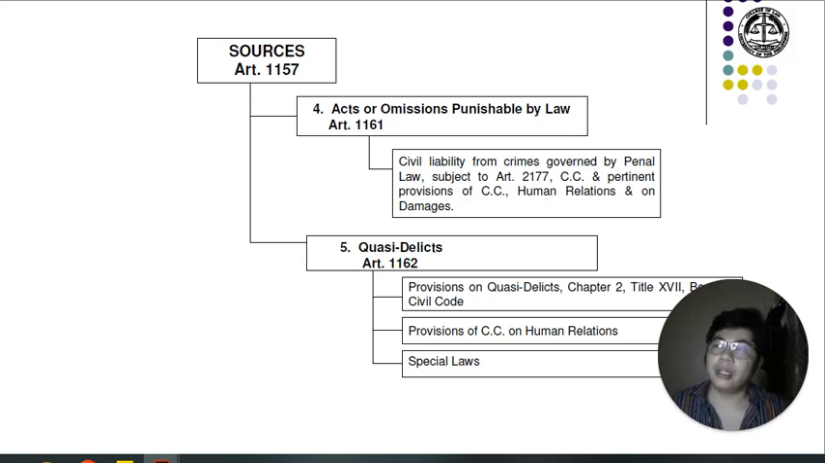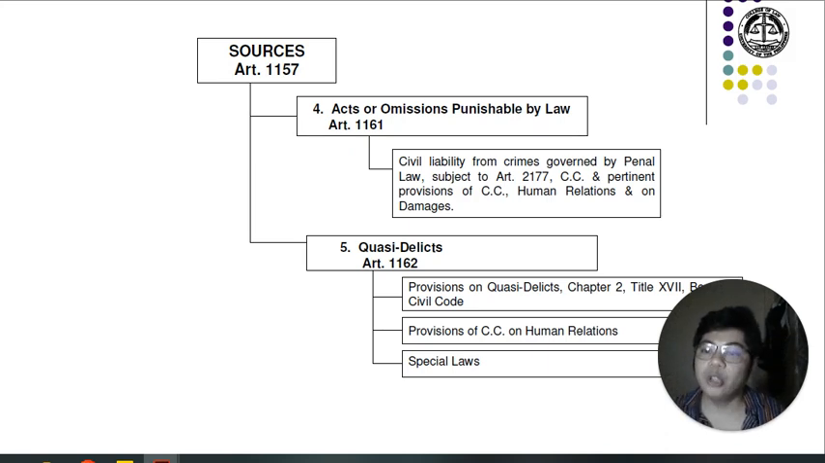There are some commentaries in the books that say the enumeration under Article 1157 is actually misleading, because in truth the actual bases of obligations are only contracts and law. Why? Because the new Civil Code has already recognized law, so other sources of obligations may be subsumed under the category of law, like quasi-contracts, acts or omissions punished by law, and quasi-delicts. But nevertheless, you already know Article 1157.